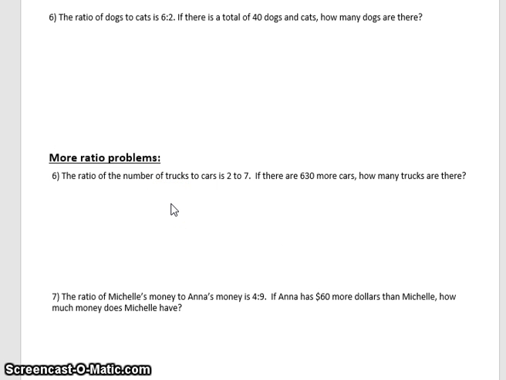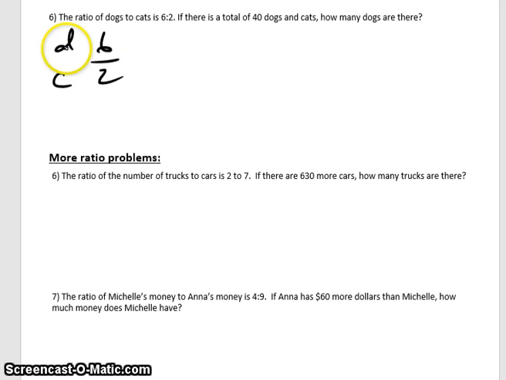All right, so let's see. We've got the ratio of cats to dogs is 6 to 2. So I've got myself a 6 to 2, and the dogs came first. So I've got 6 dogs to my 2 cats I'm dealing with here. They say there's a total of 40 dogs and cats.